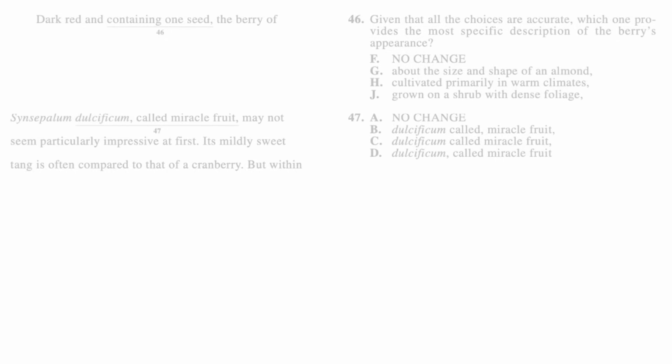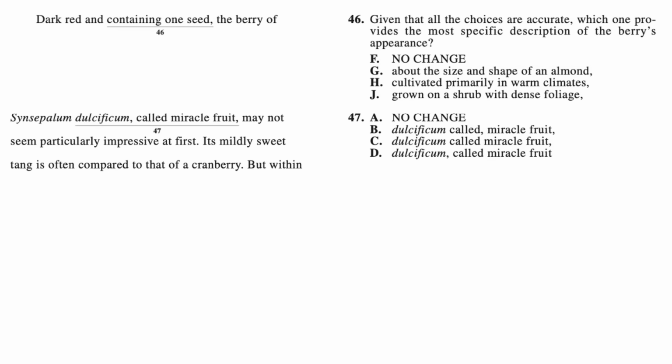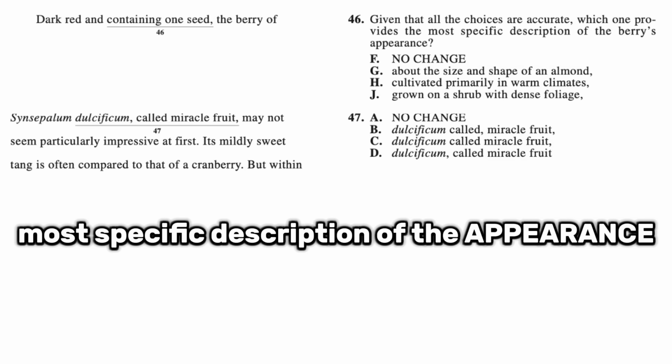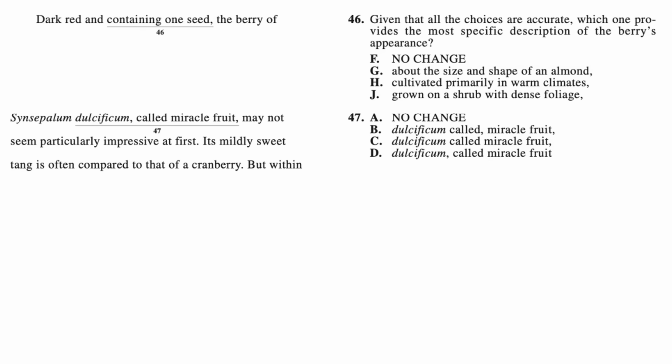Let's take a look at these two problems now. The most important part of question 46 is what the question is asking. The question asks for the most specific description of the appearance, similarly to the singing ringing tree question we just did a couple minutes ago. In this case, the answer choice with the most descriptions of its physical appearance would be G, right? Because it's comparing the size and shape to an almond.